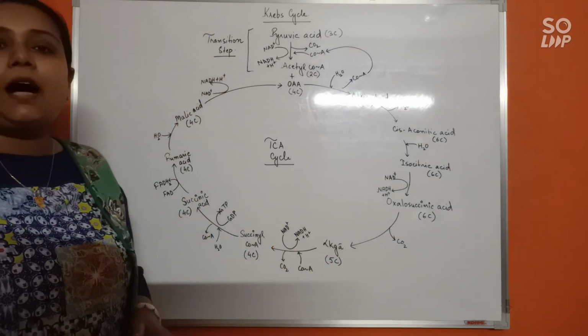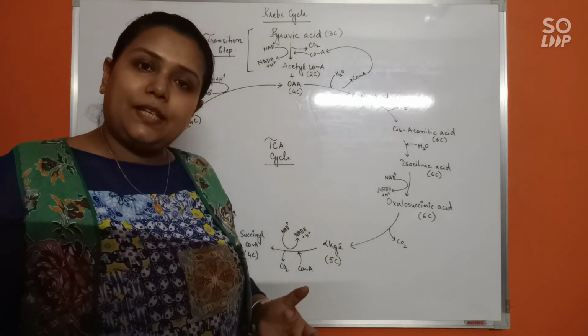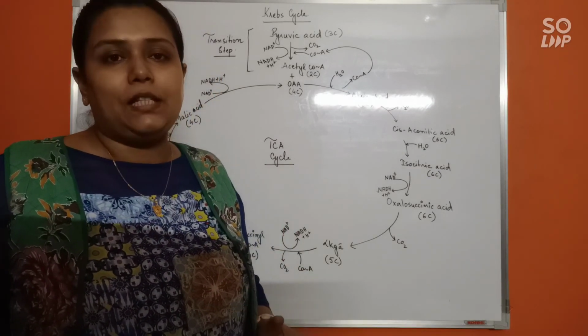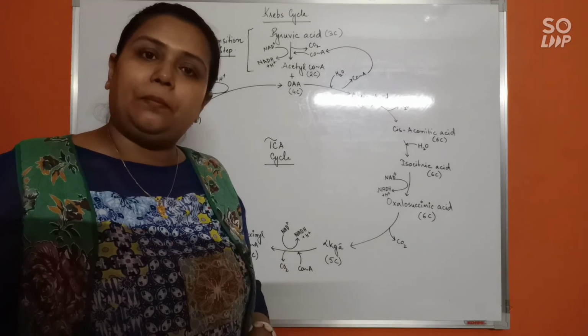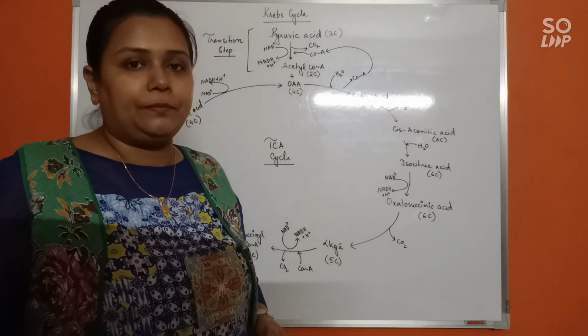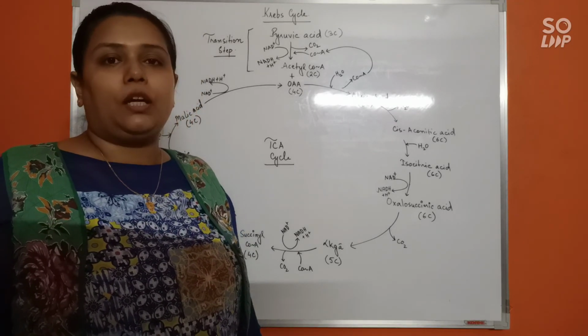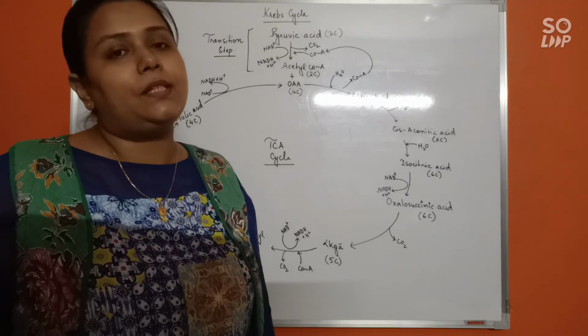All of these will finally be participating in the ETC, at the end of which a lot of ATP, a lot of energy, will be produced that will be required for the aerobic life form to survive. Okay? So this is all about the Krebs cycle. I hope all of you are clear about it. Now next class we'll be discussing ETC.